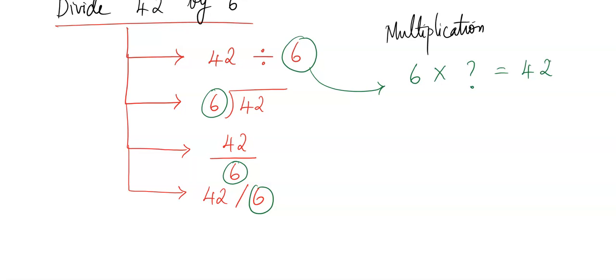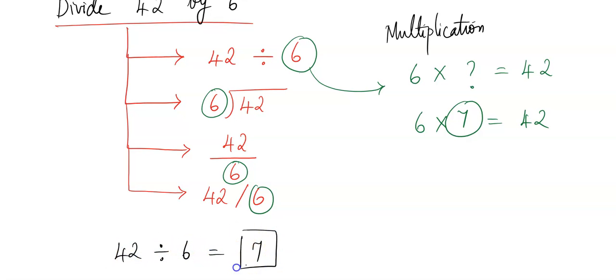So also here you take the 6 that is being divided and see 6 times what will give me 42. And again you are getting strong in your multiplication, so you should be able to identify that 6 times 7 is what gives you 42. So 7 is the answer. So you can then say 42 divided by 6 is equal to 7, and you can box the answer. So this is an indirect way of dividing by checking it through multiplication.